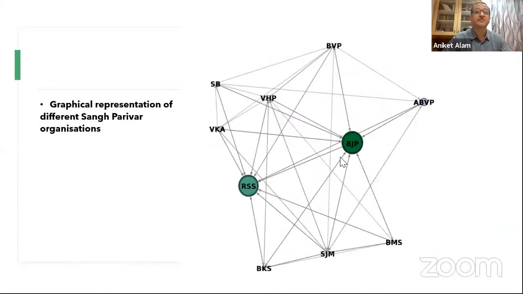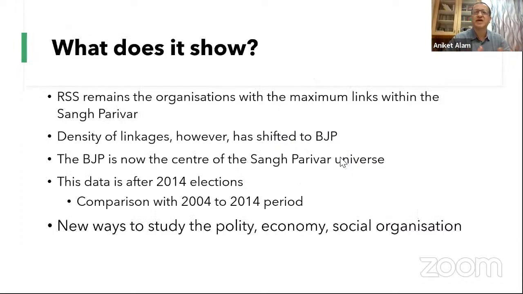This all happens. And one of the things we found, for example, is that in the 3 years, 2015 to 2017, we found that basically this was the network map which came up, right? The interesting thing is you will see that, what does it show? I should have put the map and this together. What does it show? It shows that the RSS remains the organization with the maximum linkages within the Sangh Parivar. Every node is linked to the RSS. There's no organization or individual who's not linked to the RSS, right? But the density of linkages has shifted to the BJP. The BJP is now, in that sense, the center of the Sangh Parivar universe, right?